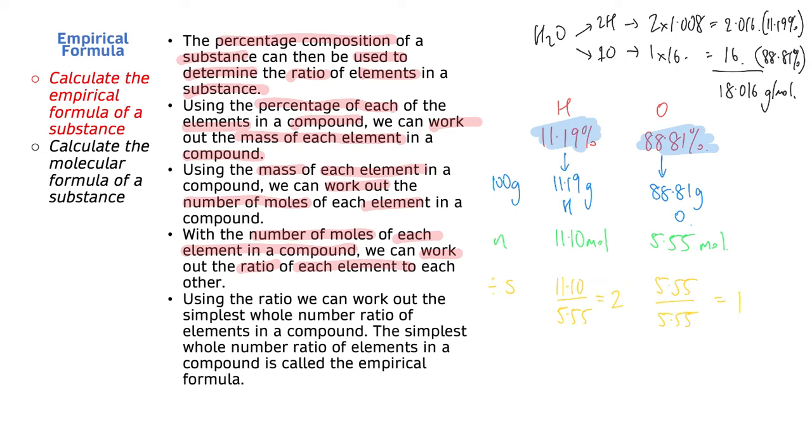Okay, so what you're doing is you're dividing by the one that has the smallest number of moles, and you'll get the ratio of everything else to that smallest one, right? And that smallest one will have a ratio of 1. So what that is saying is that we have a ratio of 2 hydrogens to every 1 oxygen. Okay, and that's what we wanted to have. Using the ratio, we can work out the simplest whole number ratio, which is that 2 to 1 for that example, of elements in a compound. The simplest whole number ratio is called the empirical formula. Okay, and so what we would say then at the very end is that the EF is equal to H2O.